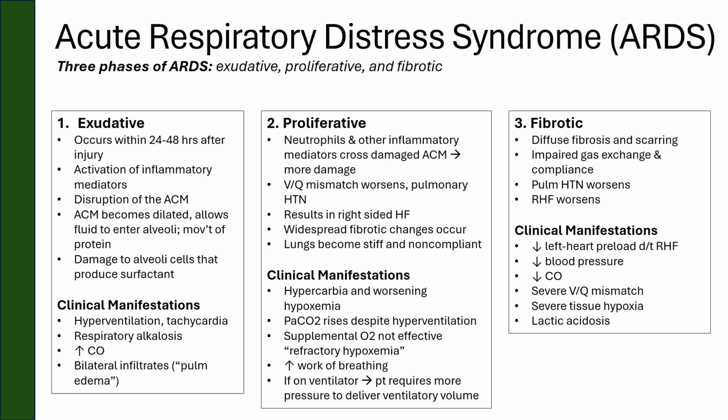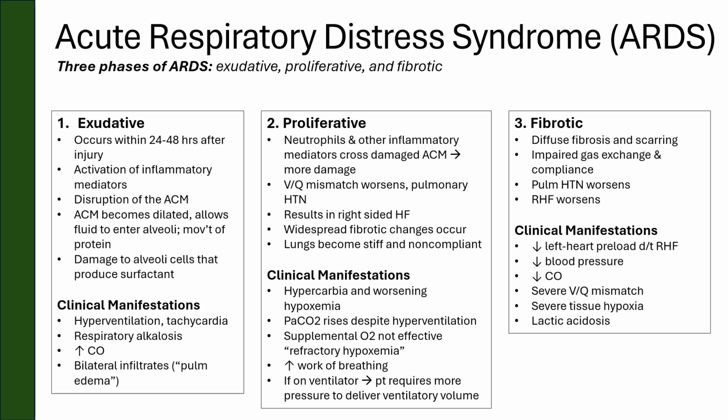So this is where there's diffuse fibrosis. So a lot of lung tissue is now scarred, damaged, impaired gas exchange, pulmonary hypertension worsens because of all of that pressure with the inability of those alveoli to have proper gas exchange, and the patient is going to develop right-sided heart failure, and that's going to get worse.